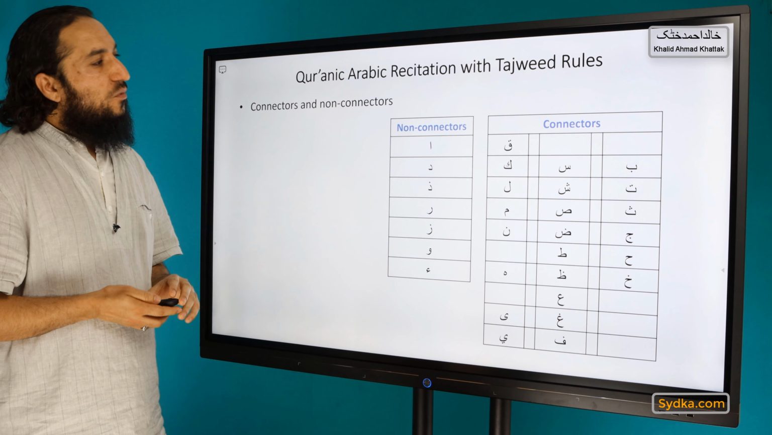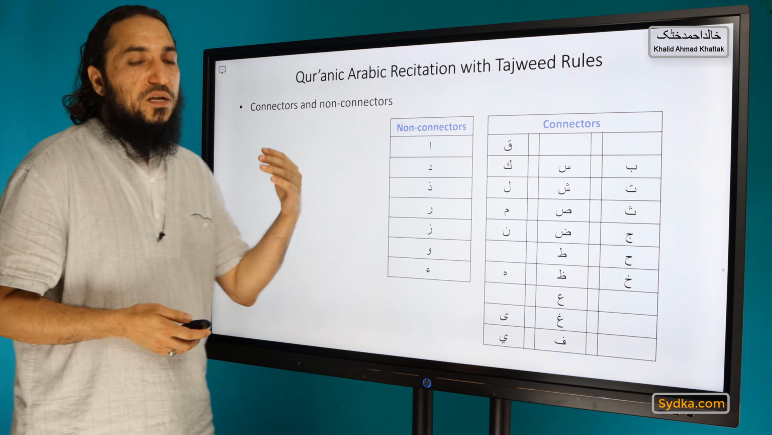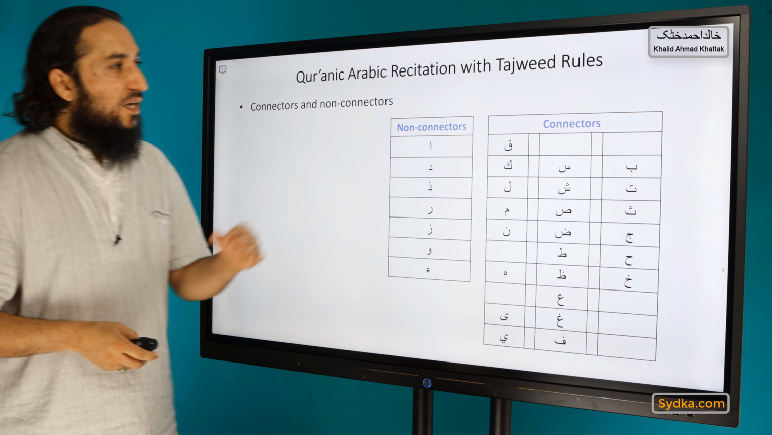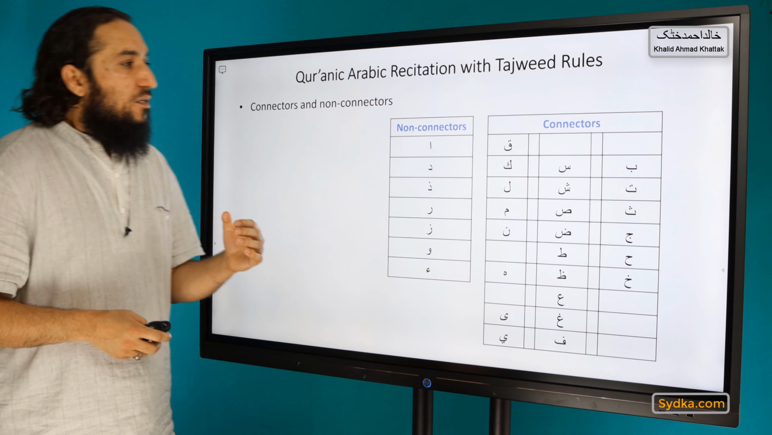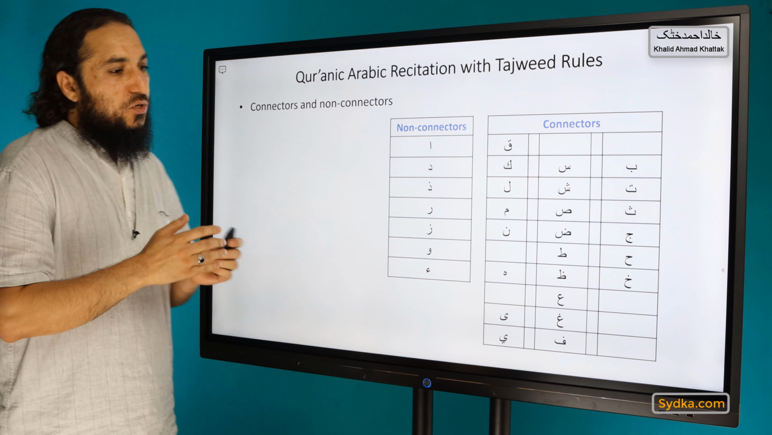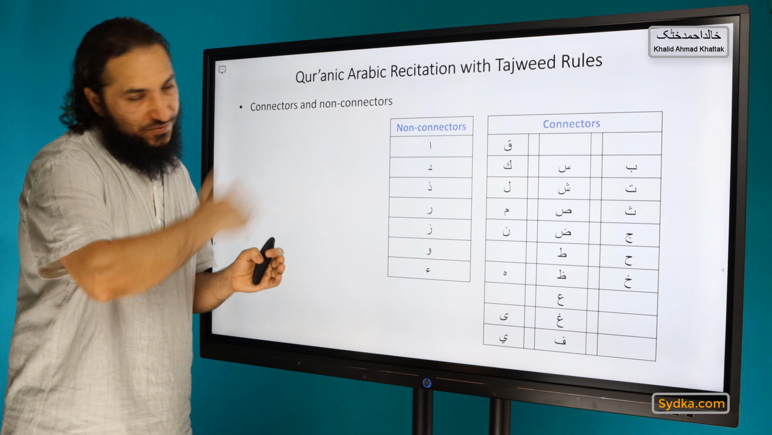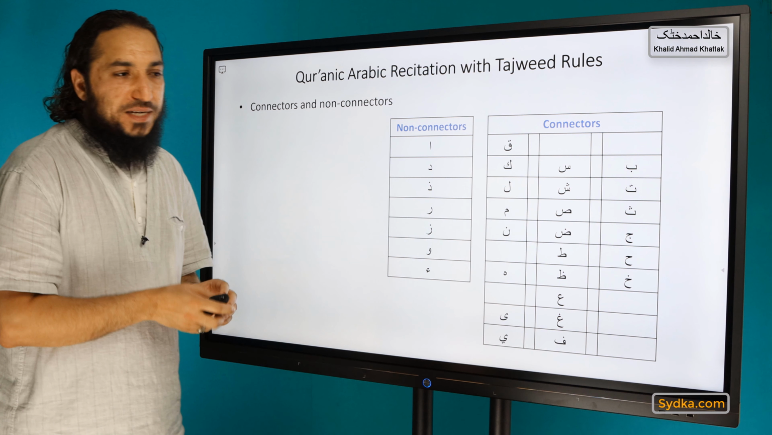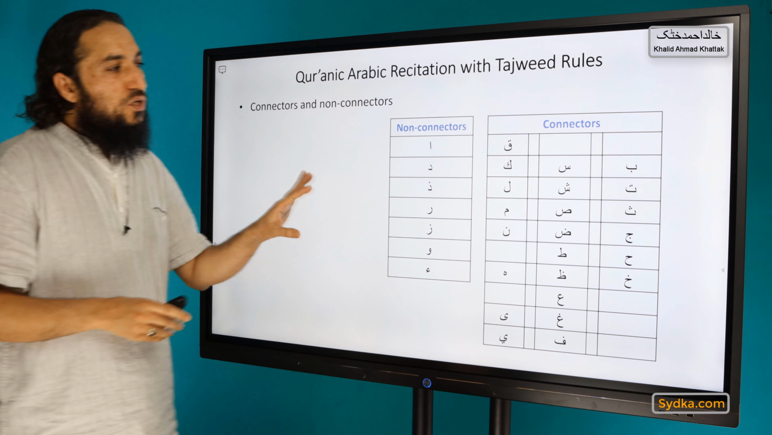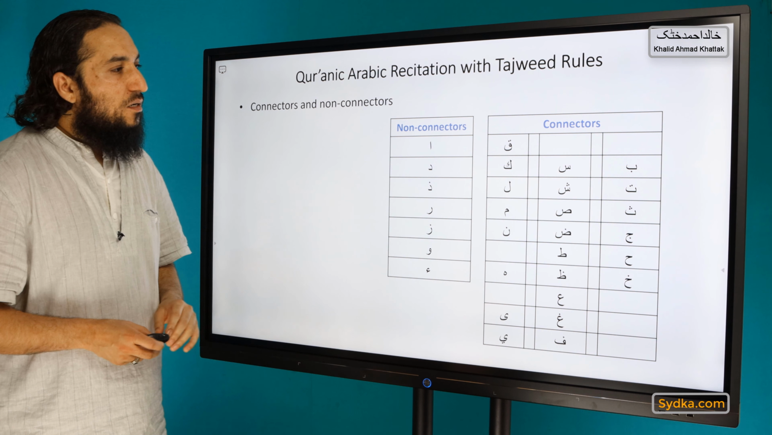We can give a classification to the Arabic alphabet. This is one of the classifications. We can have multiple classifications depending on different properties, but this is one of them. We can have connectors and non-connectors. Connectors are those letters where you can connect other letters to them from before or after. Whereas with non-connectors, you can connect letters before them, but not after them. You don't need to know these right now in detail, but we will go through each one by one in future lessons.